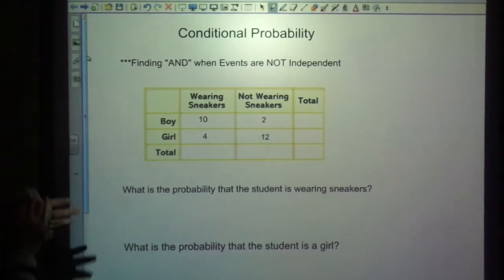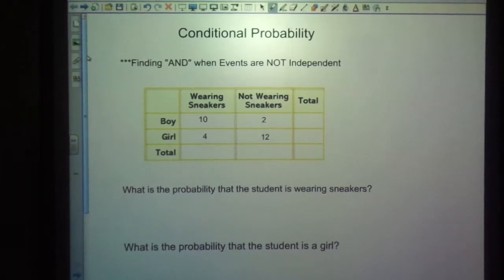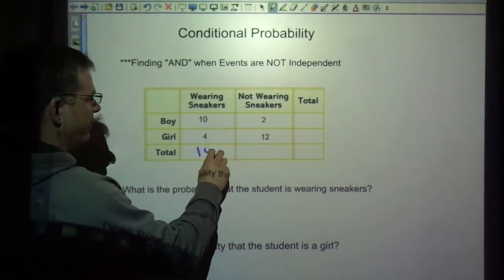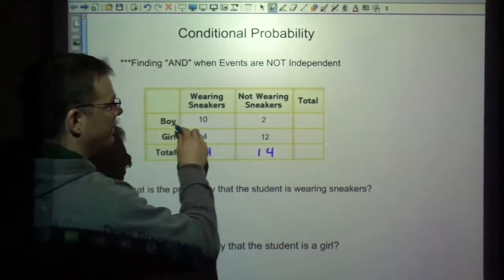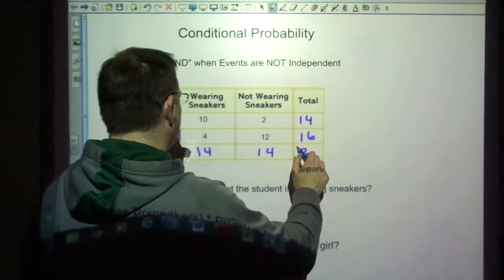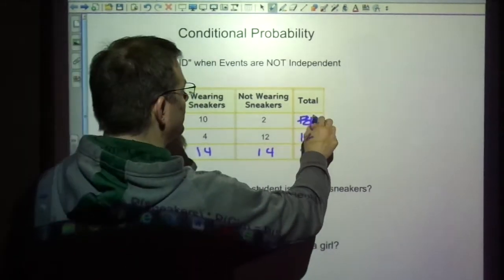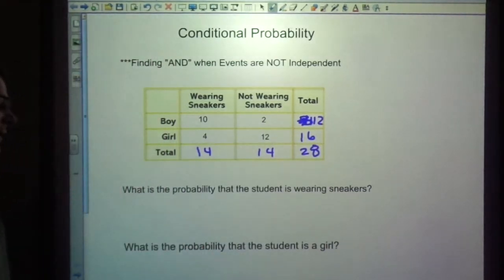So the first thing you do with a problem like this is to find the totals. First we need to tally it. There are 14 wearing sneakers, 14 not wearing sneakers, so that's 50-50. There were 12 boys and 16 girls, a total of 28 students. What's the probability that a student is wearing sneakers?